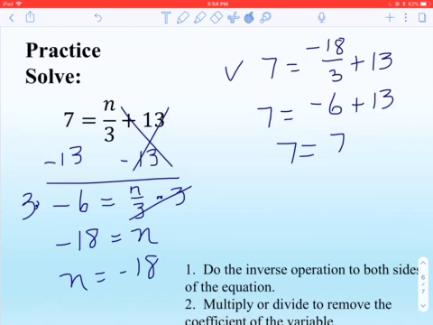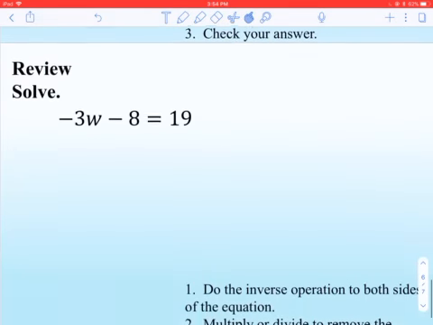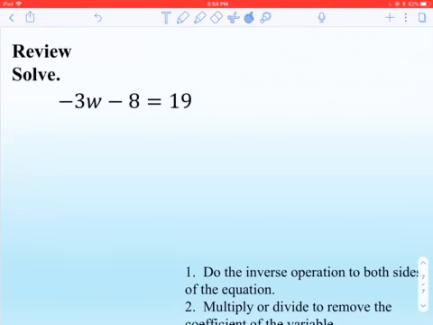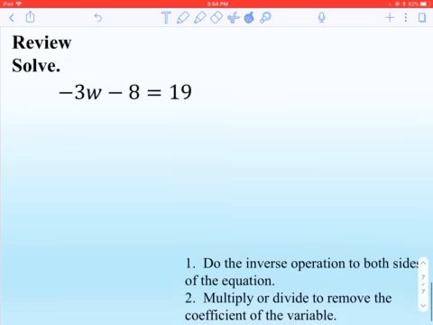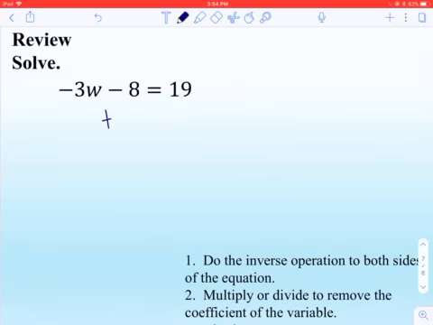Okay, so hopefully these problems are helping you. This is what your homework is going to be. We have a review problem. This is what the homework was from 2 days ago. So what would we do on the first step of this problem? You're going to add 8 to both sides of the equation.